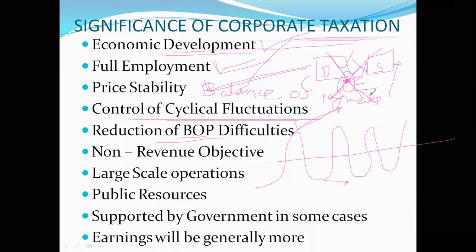Balance of payments means, you all know, a country cannot produce everything that it wants on its own. So it has to depend on foreign countries. That is why a country will import certain goods from foreign countries and will export certain goods to other countries. During this import and export, there will be a problem of balance of payments. If exports are more and imports are less, there is no problem. But when imports are more and exports are less, then there is a problem for the government.